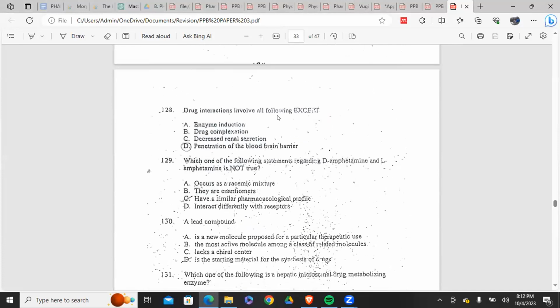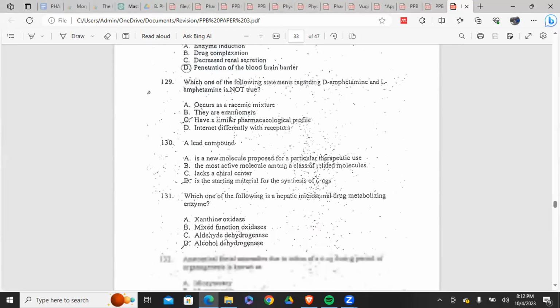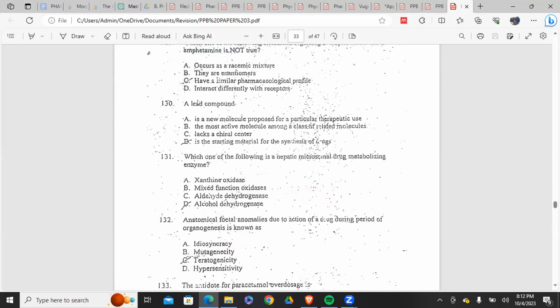Drug interactions involve all the following. This is seen in pharmaceutics. It could be a lead compound. Is it a starting material? Yeah, it's a starting material.